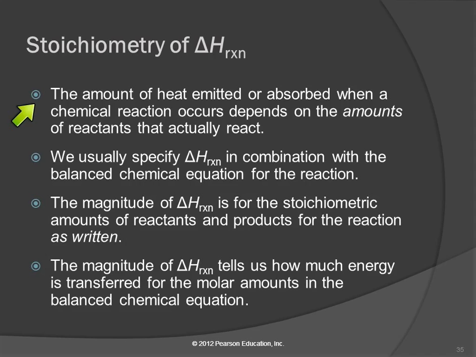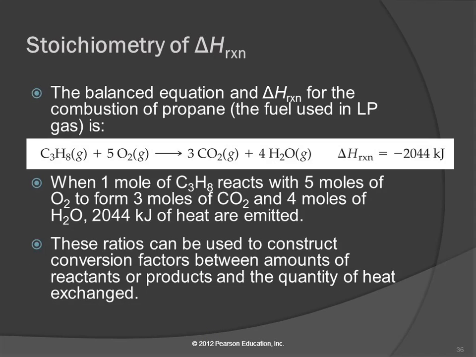Like I just said, the amount of heat absorbed or emitted depends on the amounts of reactants that actually are reacting. And so we usually specify it in terms of that balanced chemical equation for the stoichiometric amounts of reactants and products as written. Occasionally you'll see one that's not with its lowest coefficients, or you might see one with fractional coefficients. However they're written, you use it as written. And the magnitude tells us how much is transferred. The sign tells us what direction it's going, and it's for the molar amounts. Not for the masses, it's for the moles.